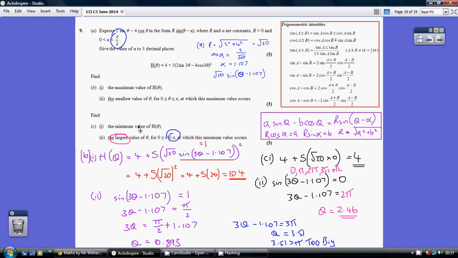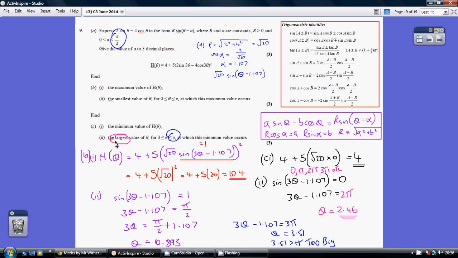Now for part C, we've got to work out the minimum value of this function. So here's the function. To minimize this, now remember when you are squaring anything, it becomes positive. So the very minimum we can make this is if the bracket equals 0, because 0 squared is 0. So when this bracket is 0, we've got 4 plus 5 lots of 0 squared, which is 4. I should really just have a little squared there, but given it's 0, it doesn't matter. Right, so minimum value of 4.